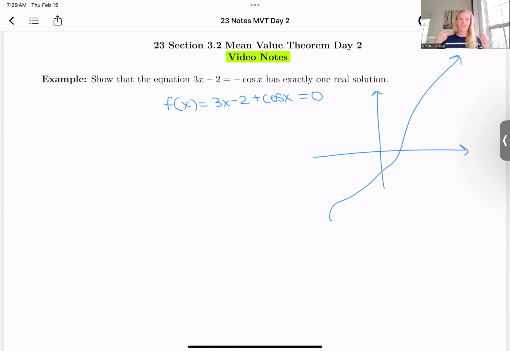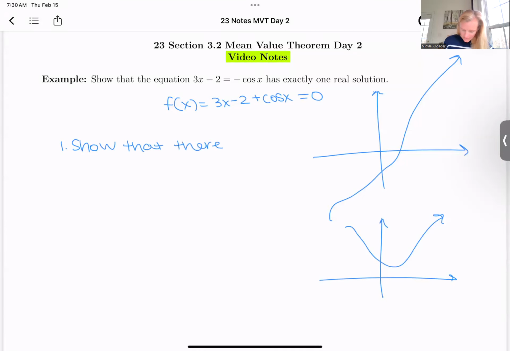The first problem is showing that this function actually crosses the x-axis, because it's possible that the function is something like this and never crosses the x-axis, but we want to show that we're not in that scenario. So our first step here is going to be show that there is a solution, at least one. We don't care how many there are at this point. And so you might be thinking, well, I don't know what a solution to 3x minus 2 plus cosine x is. That's not quadratic. It's not factorable. I don't know what to do.